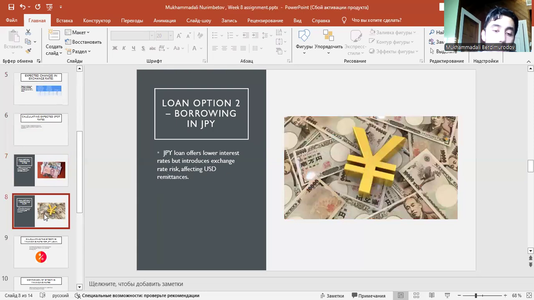Alternatively, if Blades borrows in Japanese yen, the exchange rate risk becomes a factor, and we calculate the expected repayment amount in Japanese yen and convert it into Thai baht, to assess the final remittance in US dollars, factoring in expected changes in the Japanese yen, Thai baht, and Thai baht to US dollar rates.